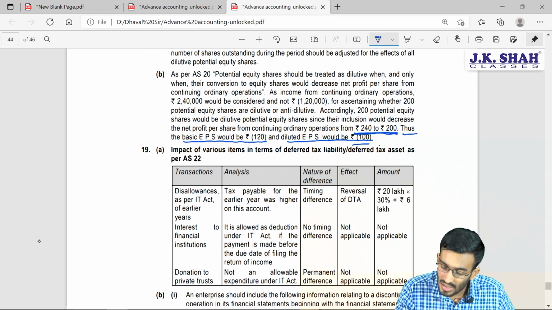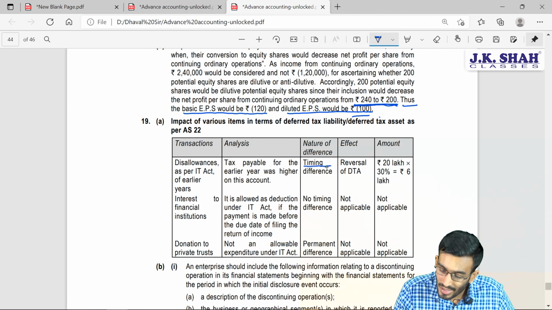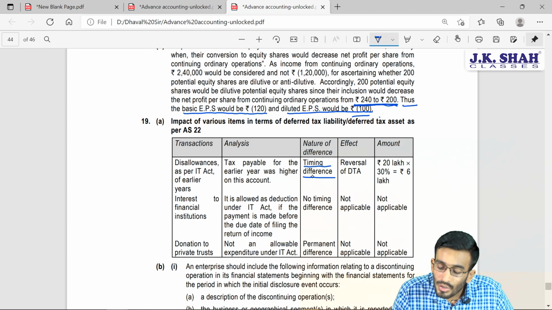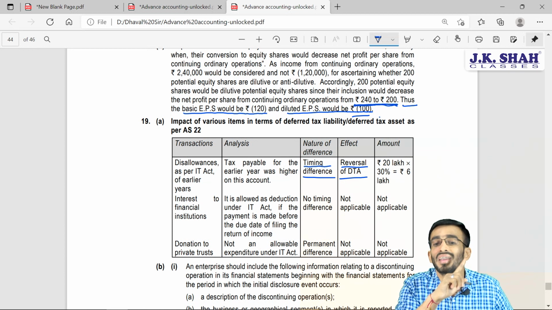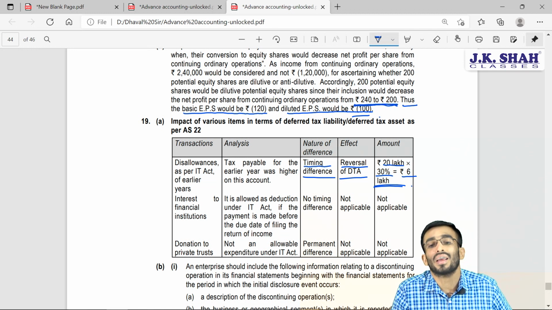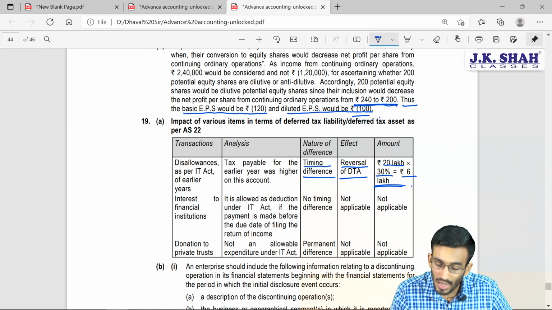So you can see in the solution, this was related to timing difference, because earlier it was disallowed in taxation, now it is allowed. In the current year it is a reversal of DTA because it was created earlier. That is the timing difference into the tax rate, which is 6 lakhs rupees of deferred tax asset which will be reversed in the current year.